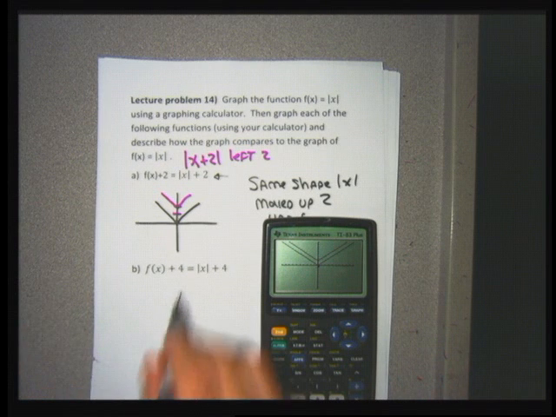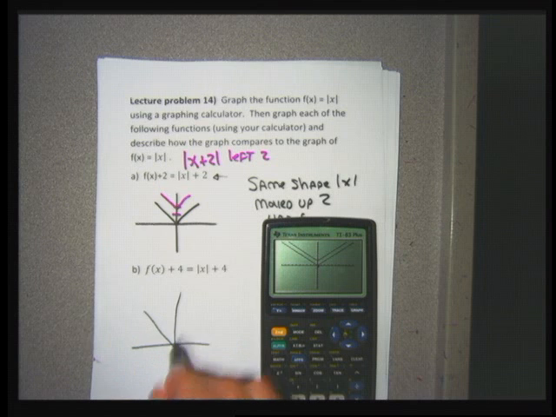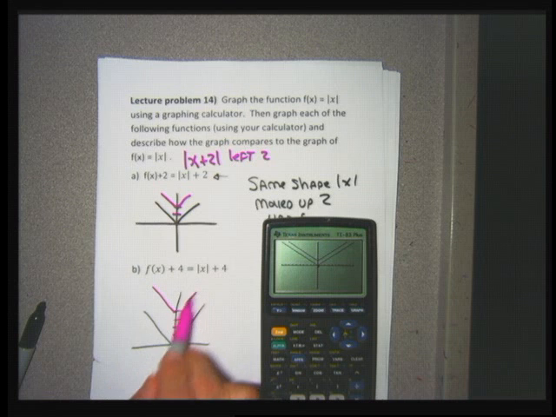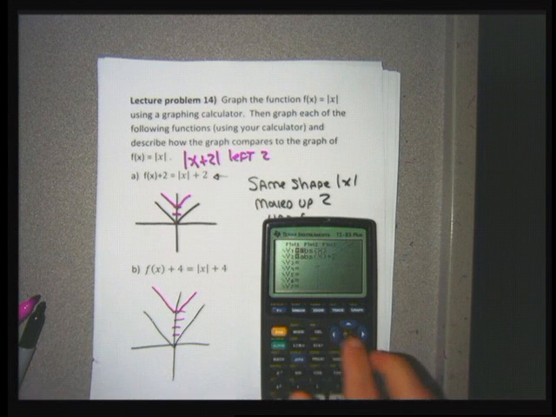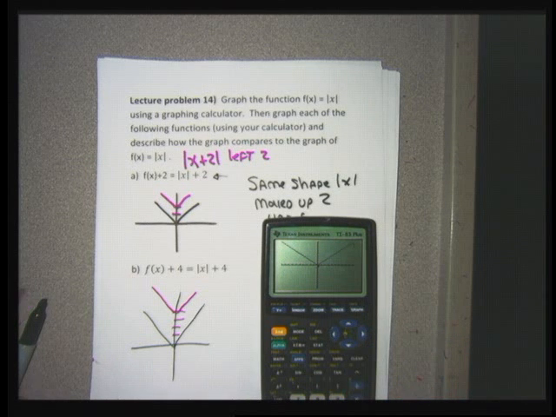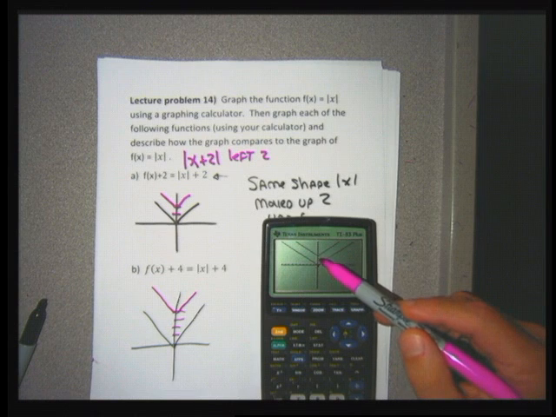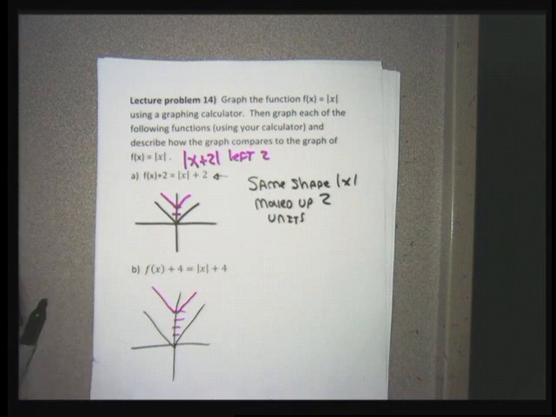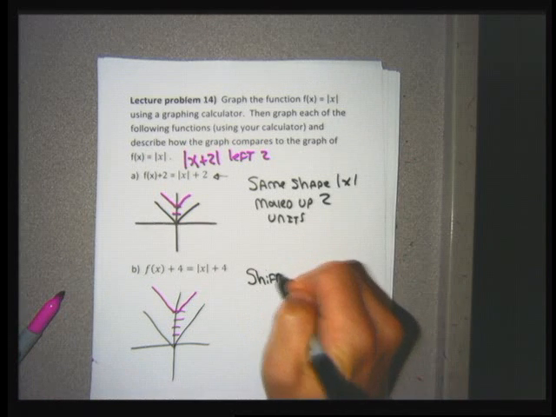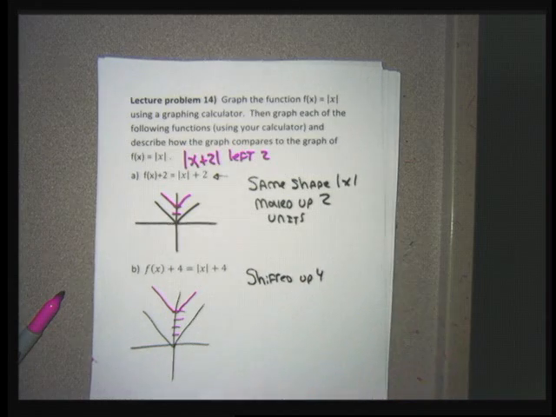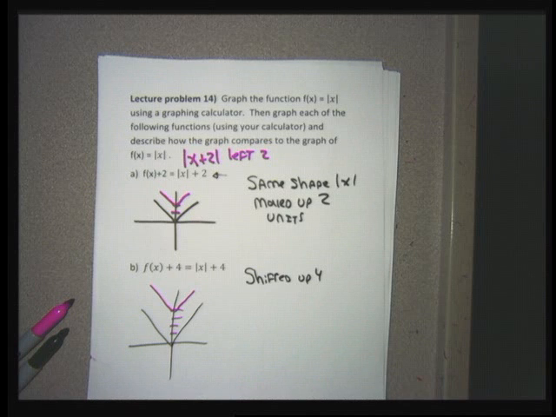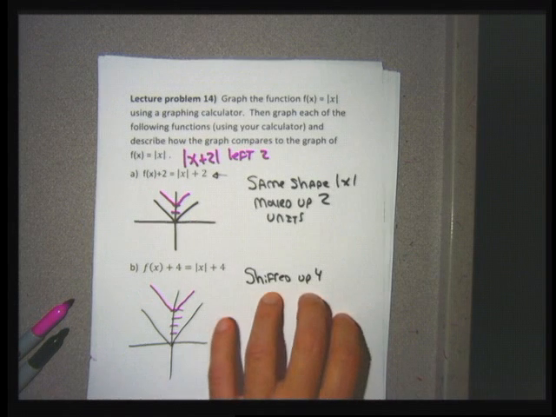For part B, I'm comparing the absolute value of x to the absolute value of x, plus 4. And because that 4 is not under the absolute value, it's going to move the graph up 4. When I hit my y equals button, change the 2 to a 4, and hit graph, you can see that the new absolute value graph is going to be up 4 as opposed to just up 2. So I'm going to be lazy. I'm going to say it's shifted or moved up 4 units. I'm just describing how the graphs compare, and when they're exactly the same shape but just moved, just the move part is all I usually show.